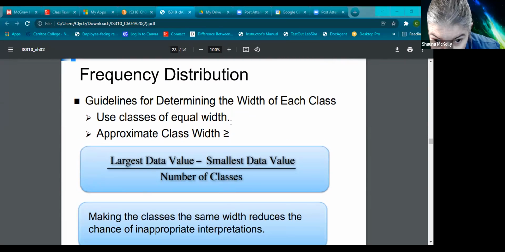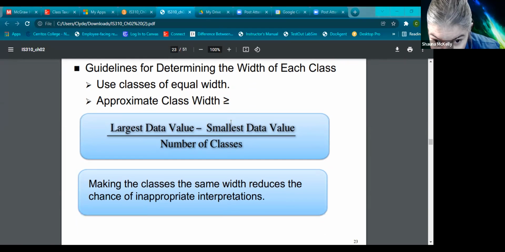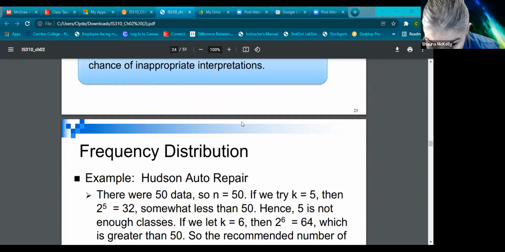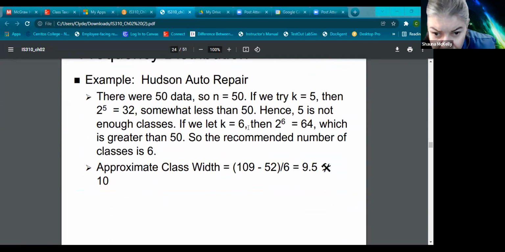Okay, so use classes of equal width, get the number of classes. Okay, keep going. I'll come back to the largest, smallest in a second. Yeah, this is just what I was telling you, okay? So here there were 50 data. N is equal to 50. If we try K equals 5, 2 to the 5th is 32, somewhat less than 50, hence 5 is not enough. If we let K equal 6, then 2 to the 6th is 64. So the recommended number of classes is 6. Now, that's from her 2 to the K rule.